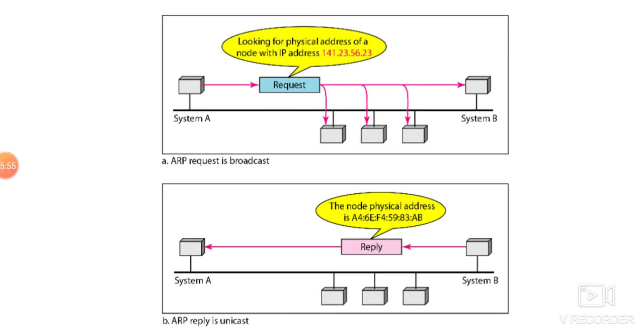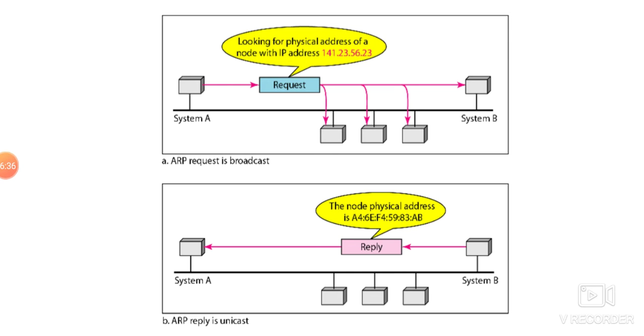Let's suppose system A has a packet that needs to be delivered to system B, and the IP address is 141.23.56.23. System A needs to pass the packet to its data link layer for the actual delivery, but it does not know the physical address. So it uses the services of ARP by asking the ARP protocol to send a broadcast ARP request to ask for the physical address. The packet is received by every system on the physical network, but only system B, whose address is in the ARP packet, will answer it.